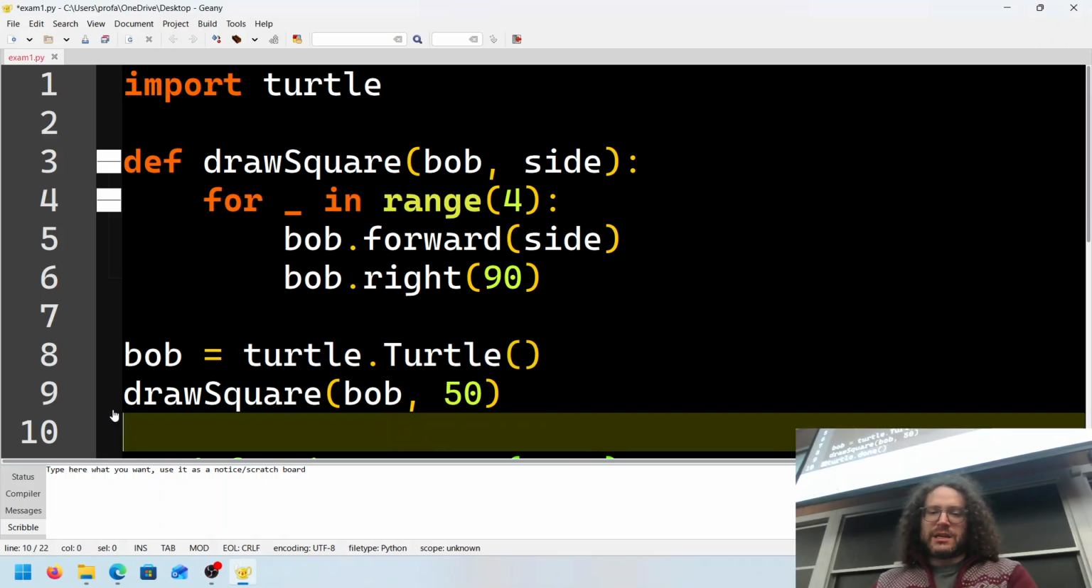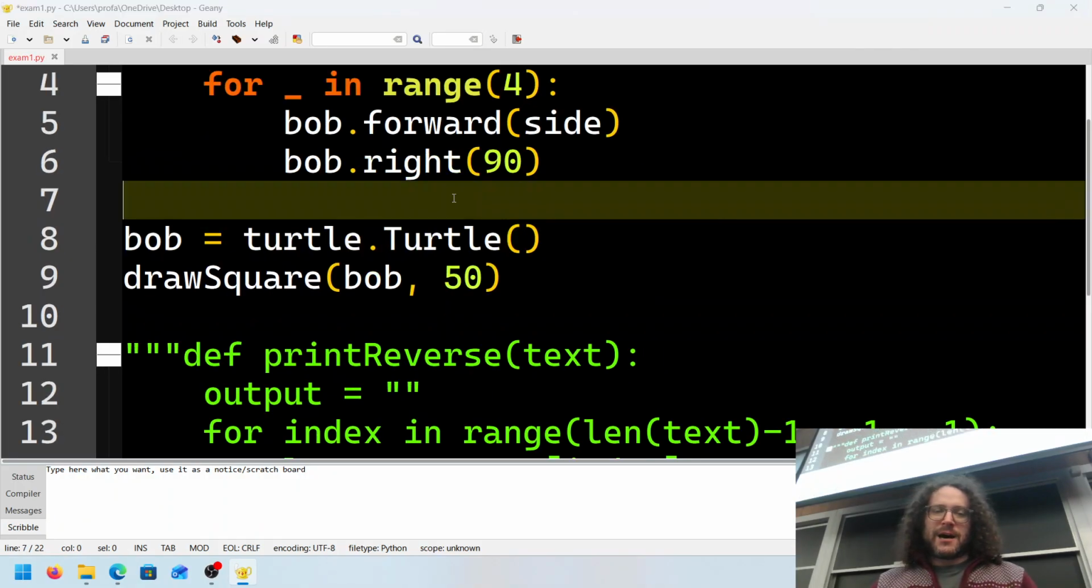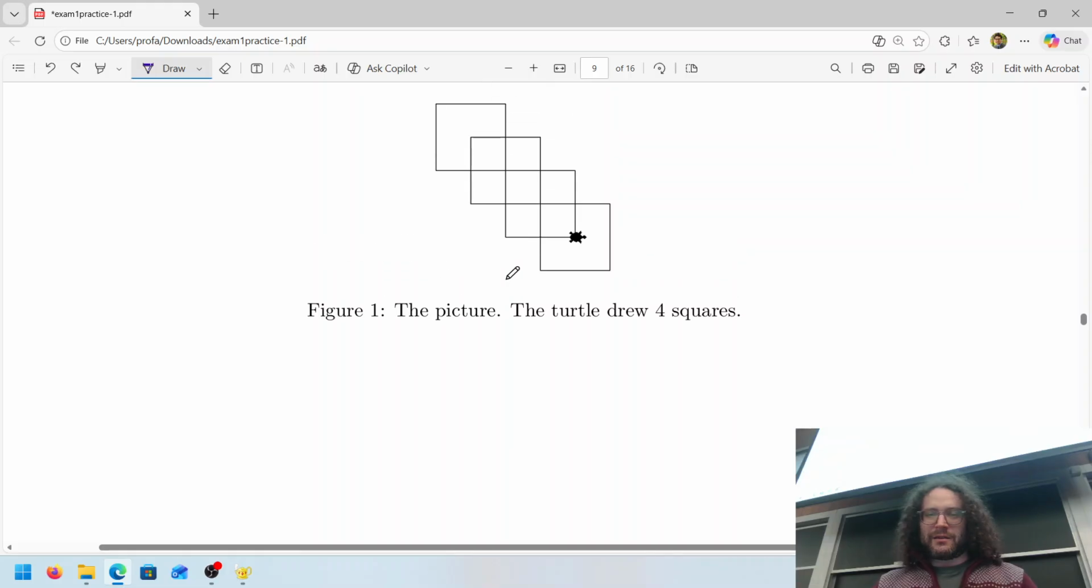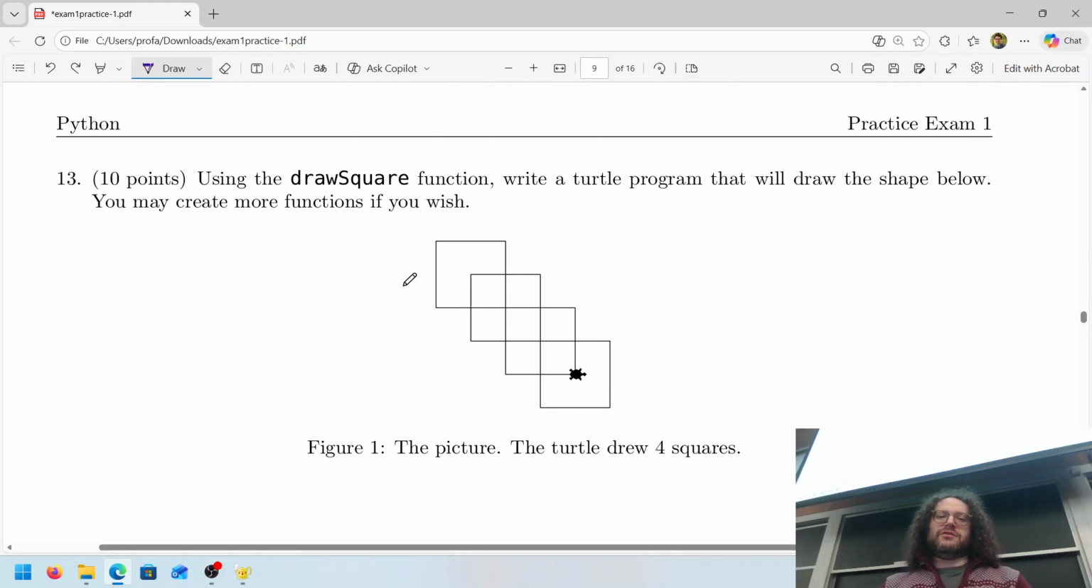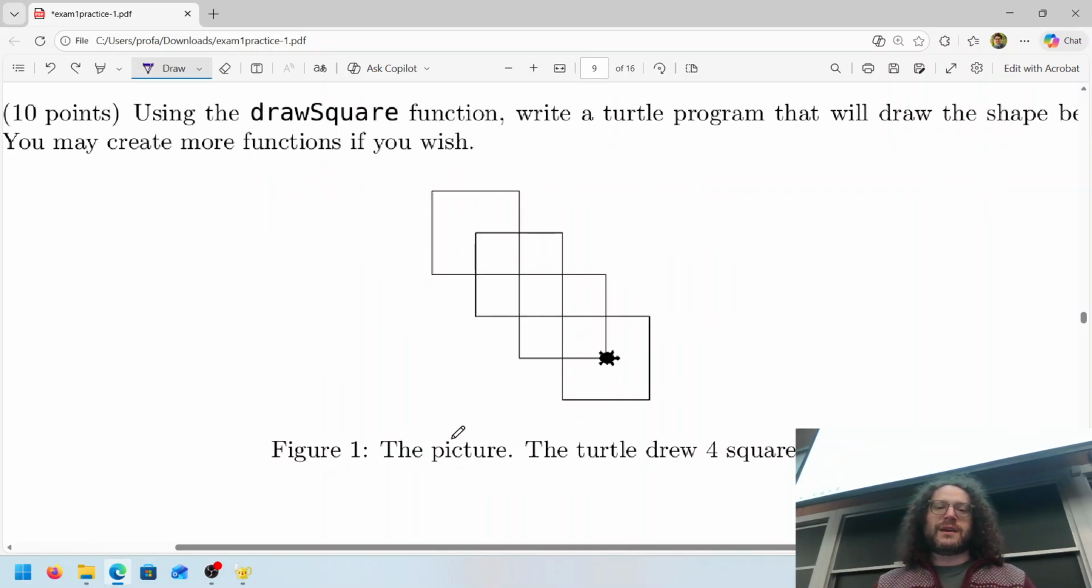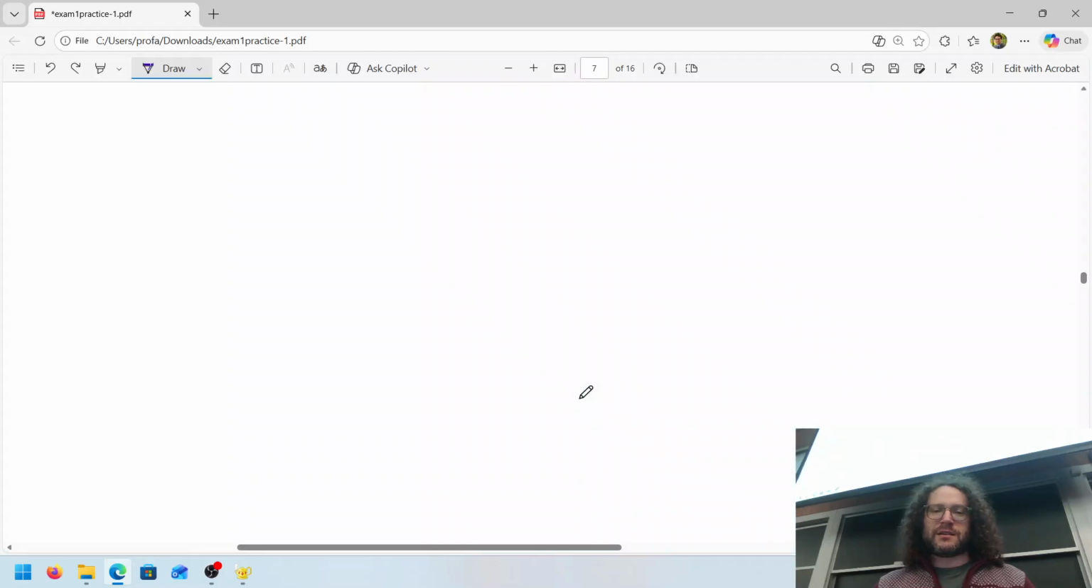So now what I need to do is, I think this will probably end up being our last one for the day. Using the draw square function, write a turtle program to draw the shape below. You may create more functions if you wish.